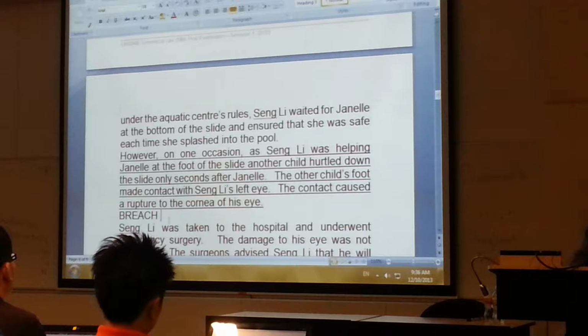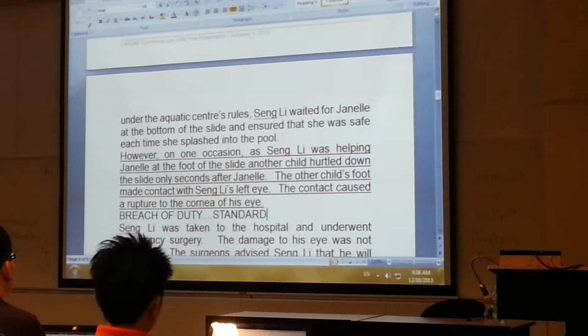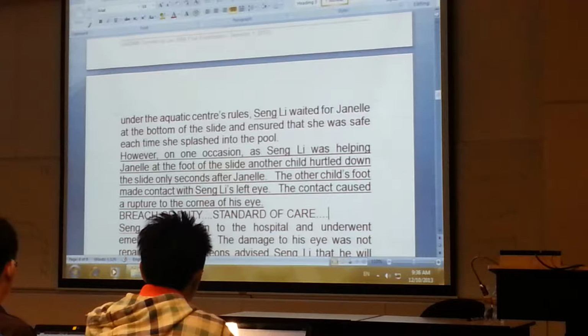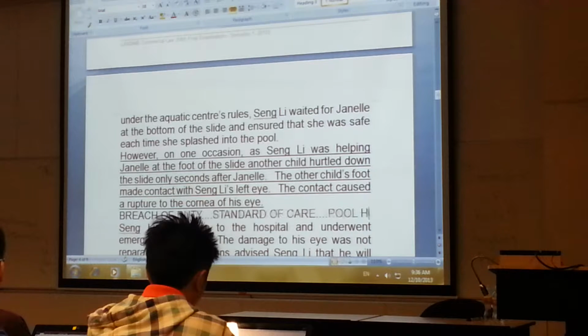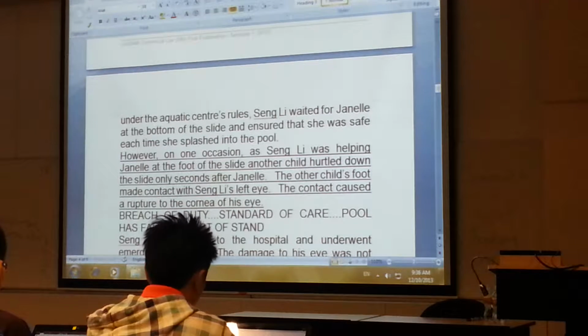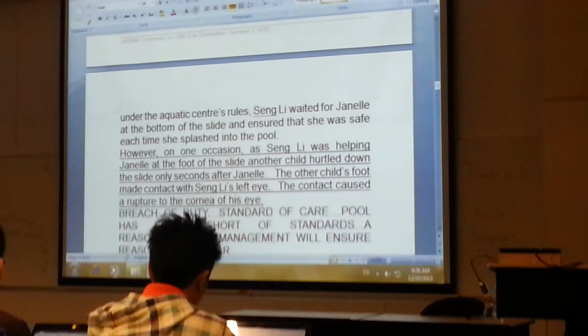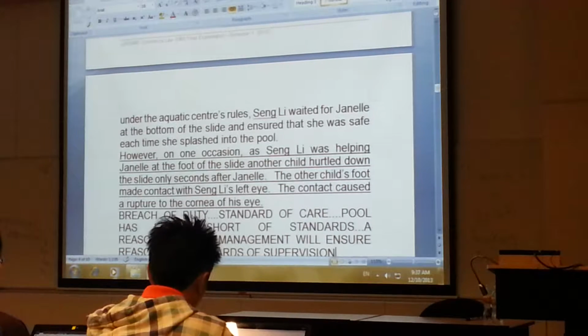Right? So at this juncture, we are looking at breach of duty. This is dependent on a standard. Okay, a standard of care is required. And here, the pool has fallen short of standards. A reasonable pool, a reasonable pool management will ensure reasonable standards of supervision. This they have failed to do.